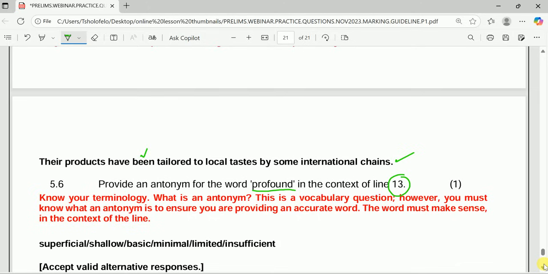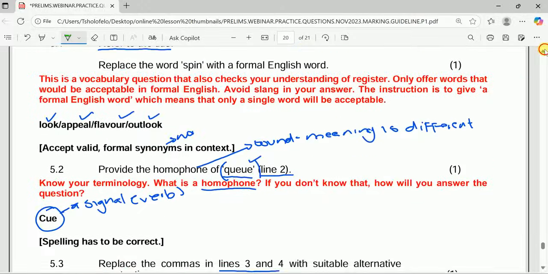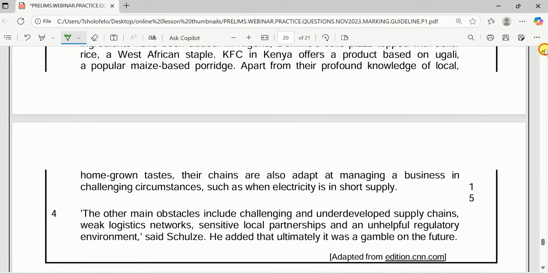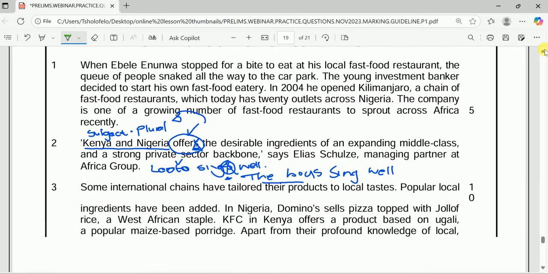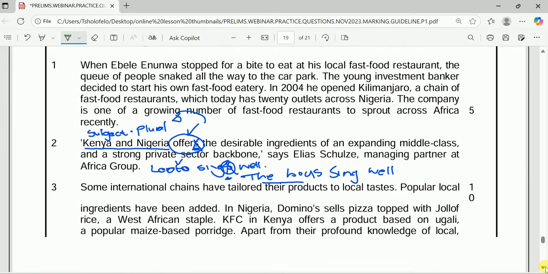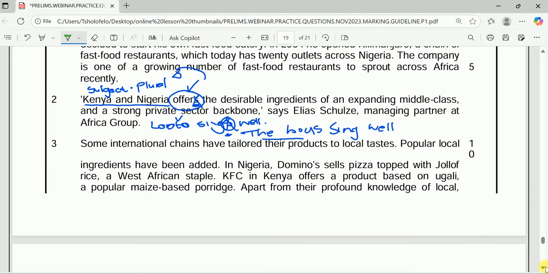This is a vocabulary question. However, you must know what an antonym is to ensure you are providing an accurate word. The word must make sense in the context of the line. So it's line 13. Let's go back to line 13 quickly. Context is important because we can have many other antonyms that are not appropriate for the context. Line 13. This is line 10, 11, 12.